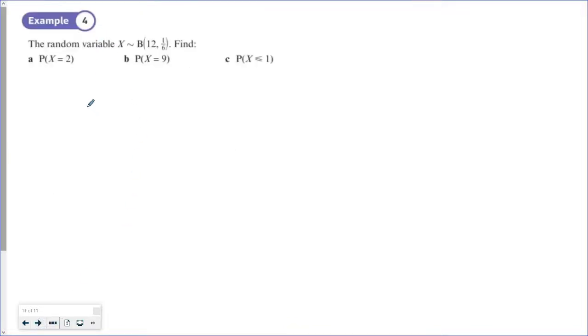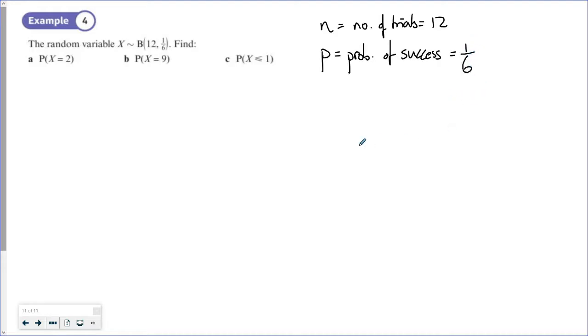So let's look at example 4 then. Here we've got x, which is a random variable which follows a binomial distribution with 12 trials, n is 12, and p, the probability of success, is a sixth. So let's write that down. N is the number of trials, which is 12, and p is the probability of a given trial being successful, which is a sixth. So for example, I might be flipping a coin 12 times and the coin is biased towards tails, so the probability of getting heads is only a sixth, and I'm counting up how many heads we get.